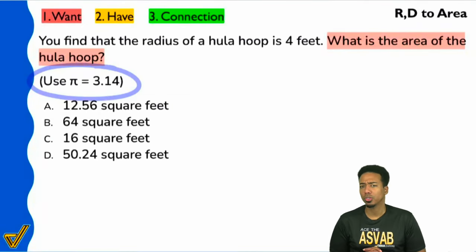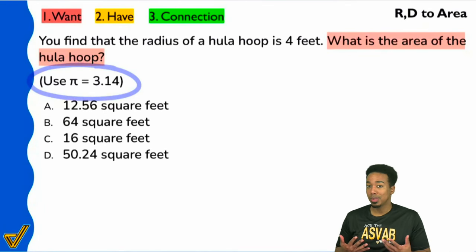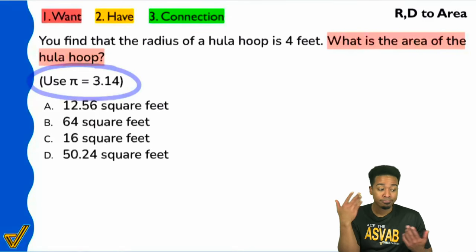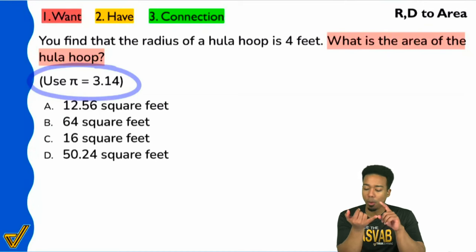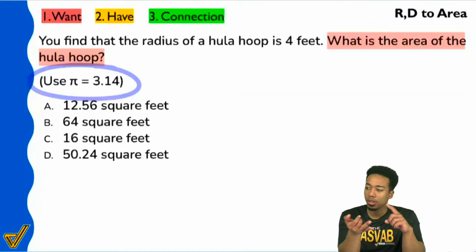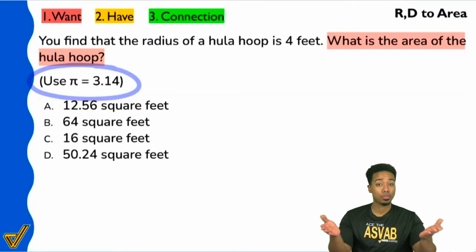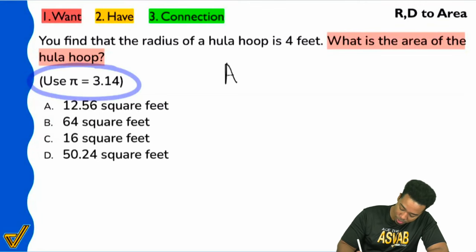When we read the question, we saw what is the area of the hula hoop, and that tells me instantly, if we're trying to find area, there's a formula. You need to know what shape you're dealing with. The moment you know what shape you're dealing with, you can go right on ahead and say, hey, here's the formula. You guys have graciously given me that formula, so I'll go ahead and write it here. The area equals pi times the radius squared.